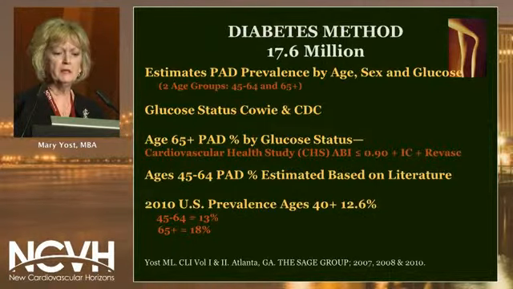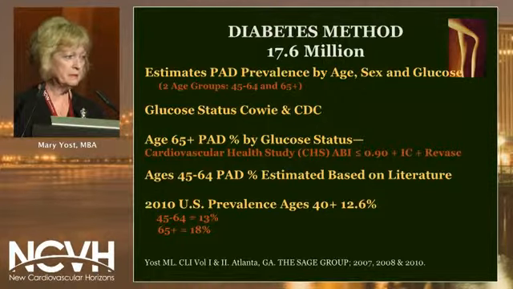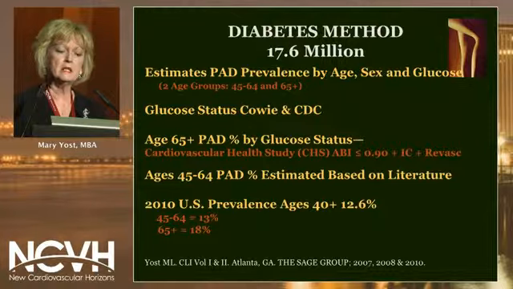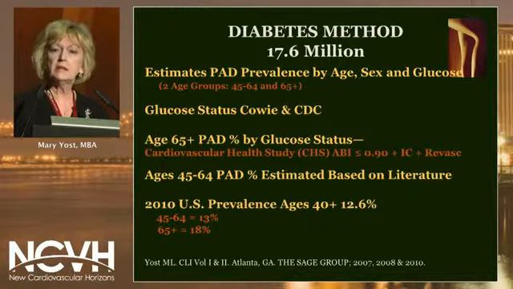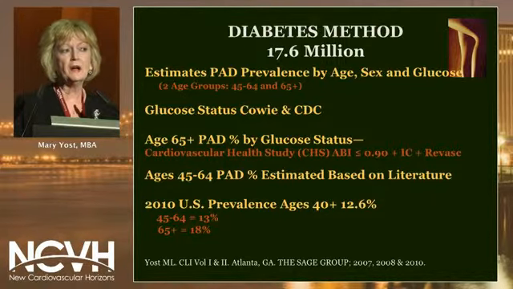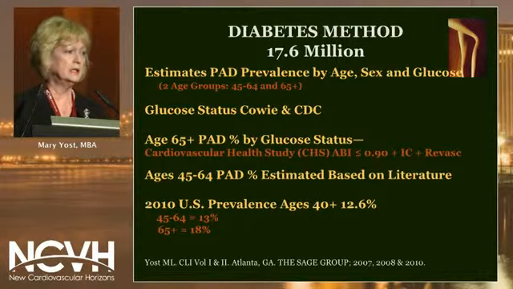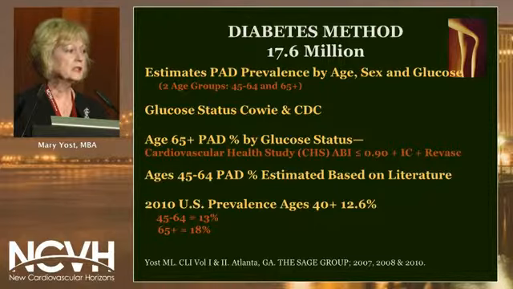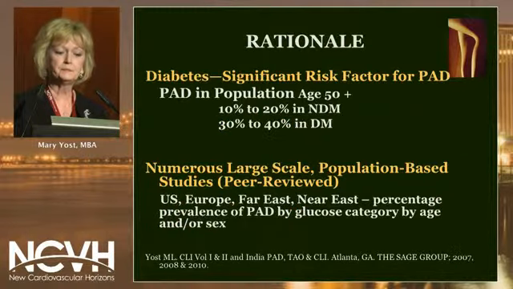The diabetes method is a real-time population-based method to estimate PAD prevalence by age, sex, and glucose categories, for 3 glucose states. The glucose states are based on studies by Cowie and the CDC. The prevalence of PAD is based on the cardiovascular health study in those 65 and older. And for those 45 to 64, the prevalence of PAD is estimated based on the literature. Note that the US population prevalence of PAD in those 40 and over was a little under 13%.